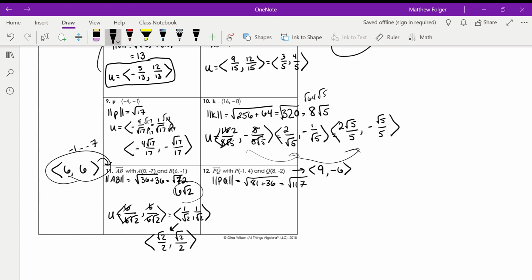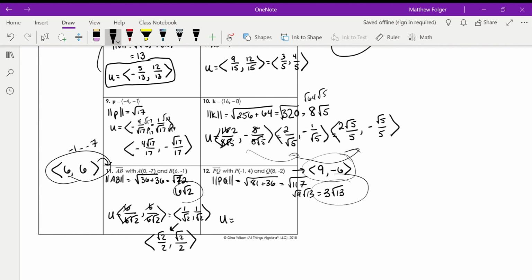117 is 9 times 13, I believe. Let me just double check before I write something down. Yes, it is. So it'll be 9 and 13, which is 3 radical 13. That's one of those weird numbers that looks like a prime number, but it's actually not. Okay, that one throws people off. People leave that all the time. All right, so 3 radical 13, and then the process is the same. Put the component form over the magnitude, call it a day.